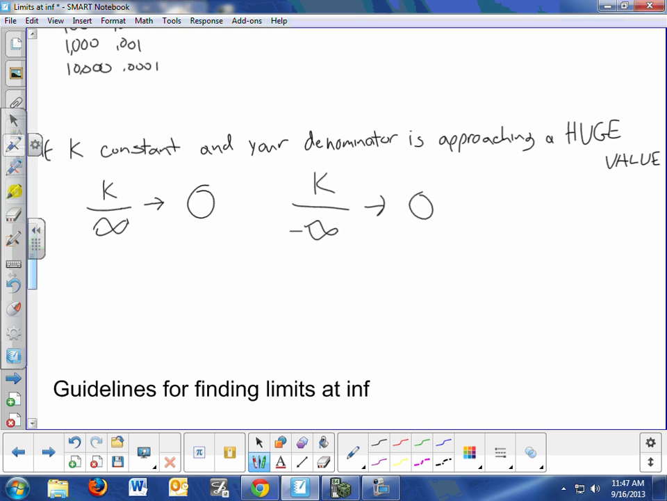Now we can say that it's approaching 0 from the right or from the left, but it's really not from the right and the left anymore. We're talking about y values, and that's like above and below. So approaching 0 from up here, approaching 0 from down there. So we don't even do that. We just say it's approaching 0. Okay?